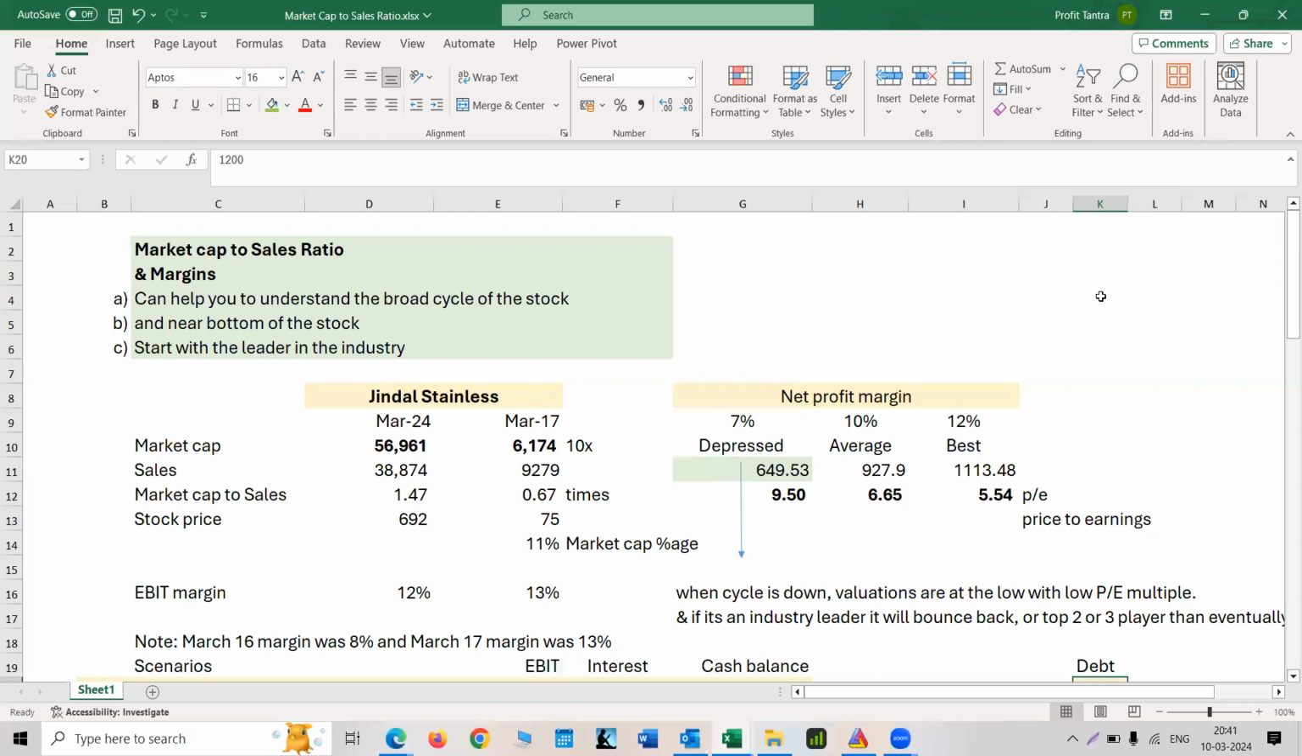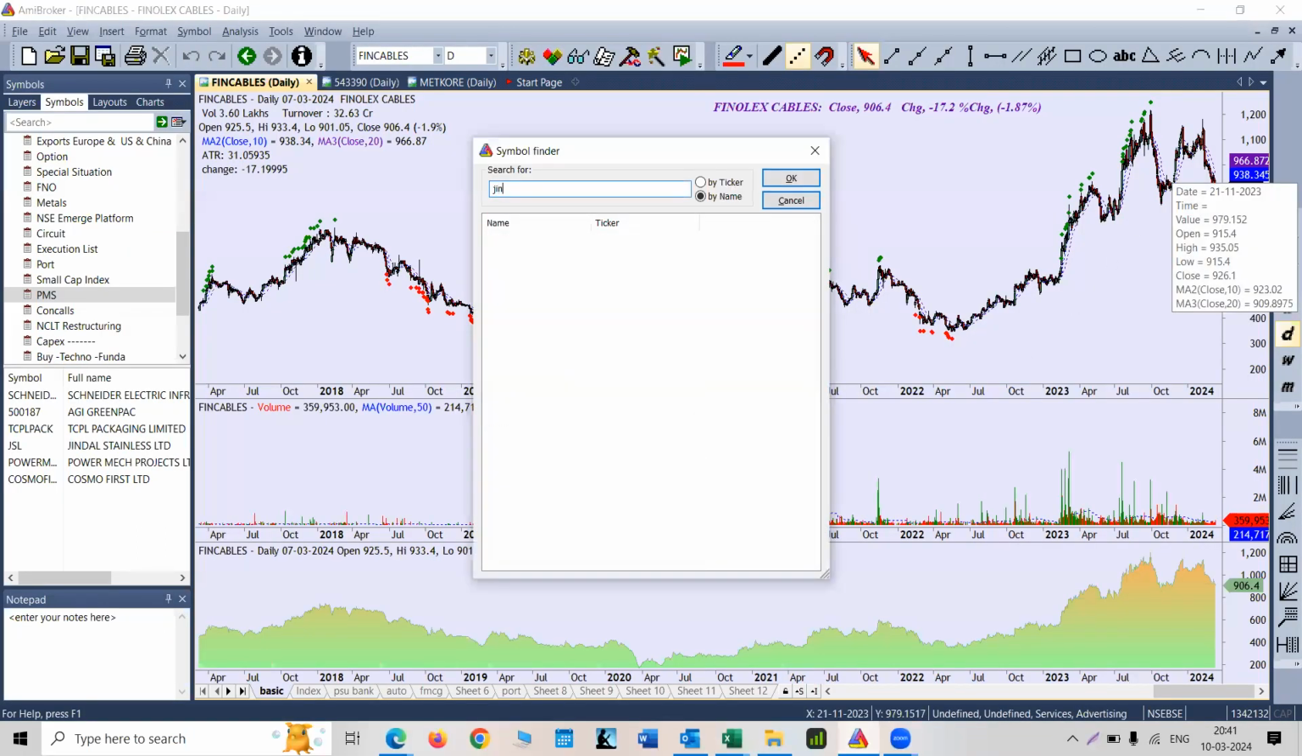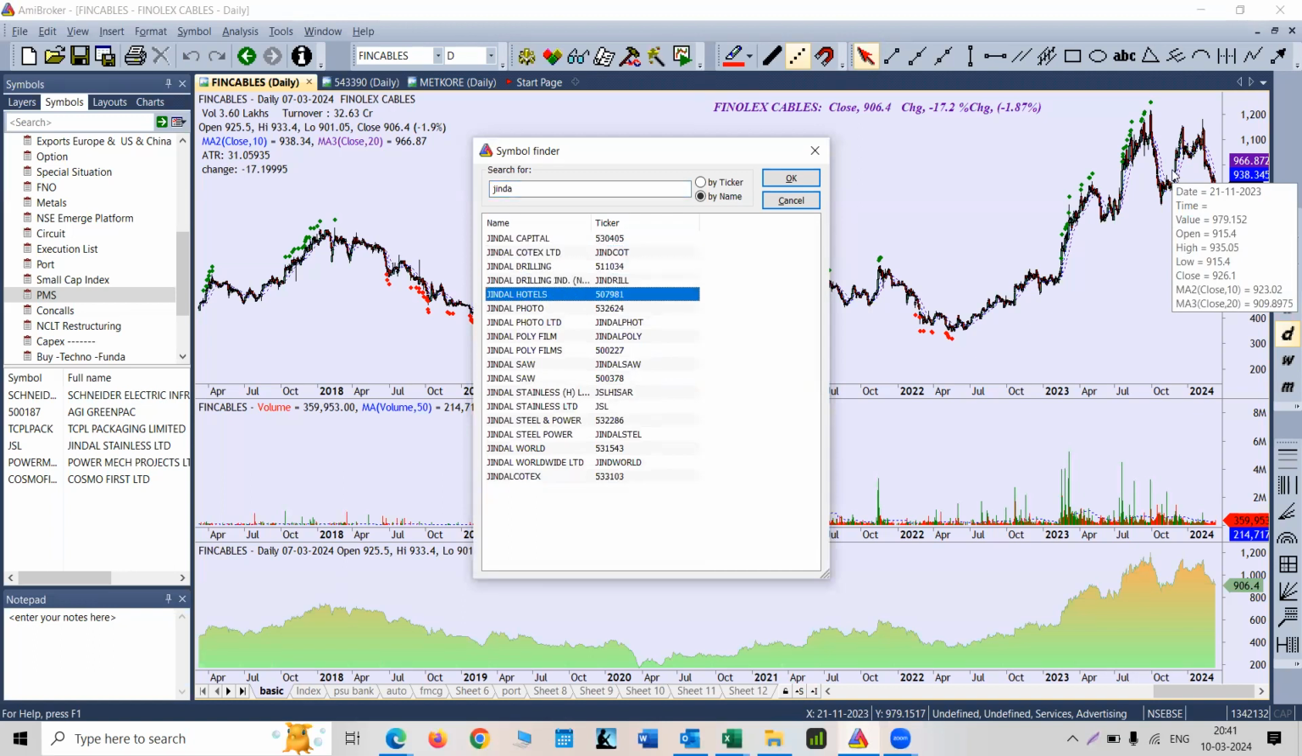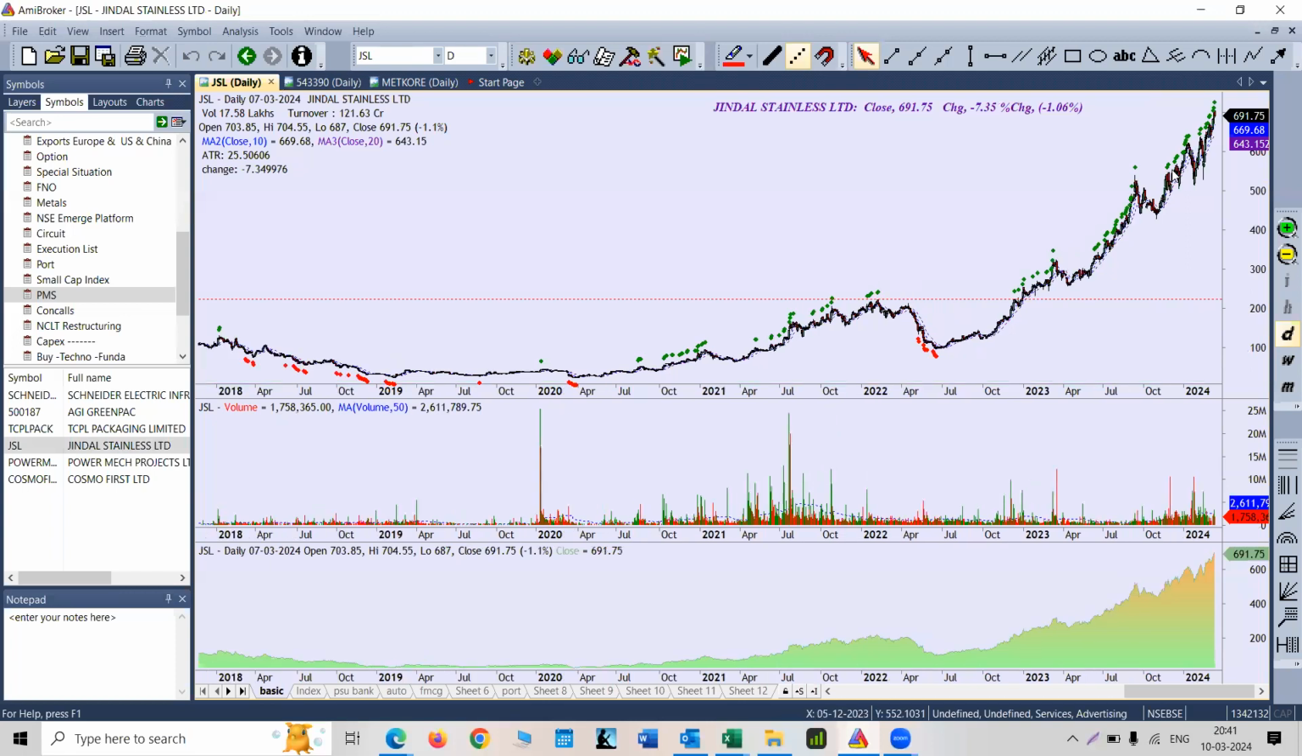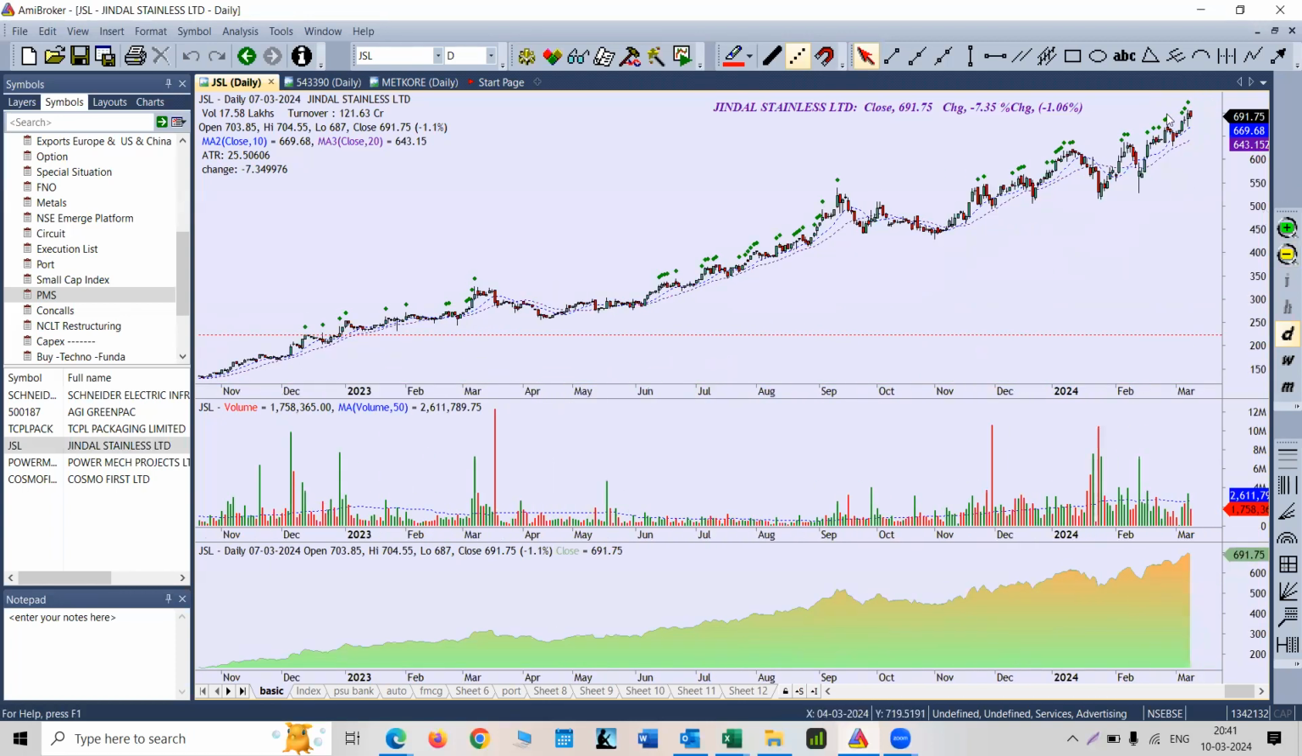Currently it's at 13% or 12%. Now it is the highest margin, so you will see the highest price. Now you see gain in market share, industry leader. Now all the masala is there for the highest valuation, correct?